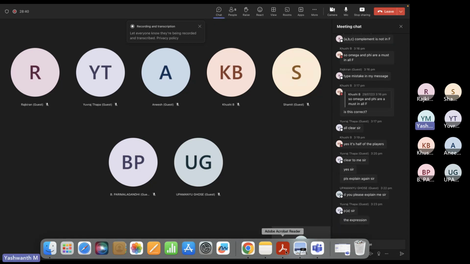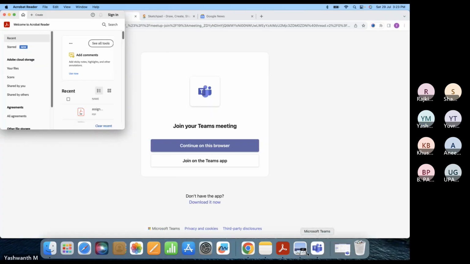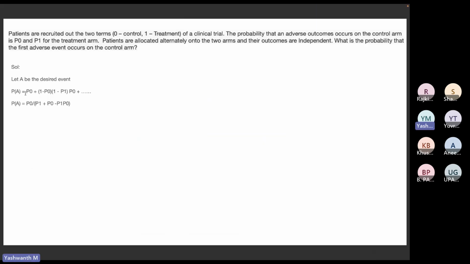Yeah, okay, the expression is it? Okay, right. So A is the event that the first adverse event occurs on the control arm, and I'm stating that you start this process with the control treatment, right? Now, when you start first with control, the probability that an adverse event can happen on that is P0. That is given in the problem, right? It can happen the first time itself.